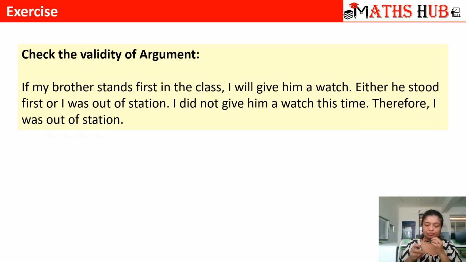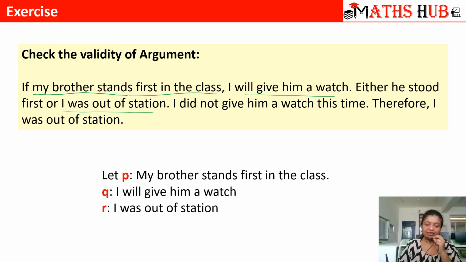So, what all propositions are hidden inside this? In this case, you can see that my brother stands first in the class is one of the propositions. I will give him a watch is the second proposition, right? Then, I was out of station is the third proposition. So we have identified our propositions: my brother stands first in the class is P, Q is I will give him a watch, R is I was out of station, right?